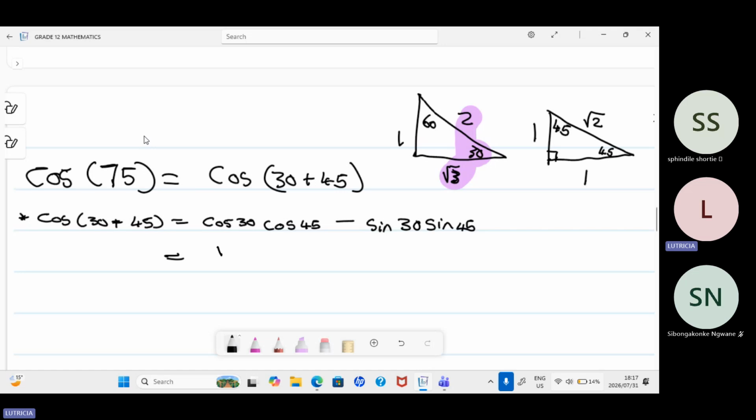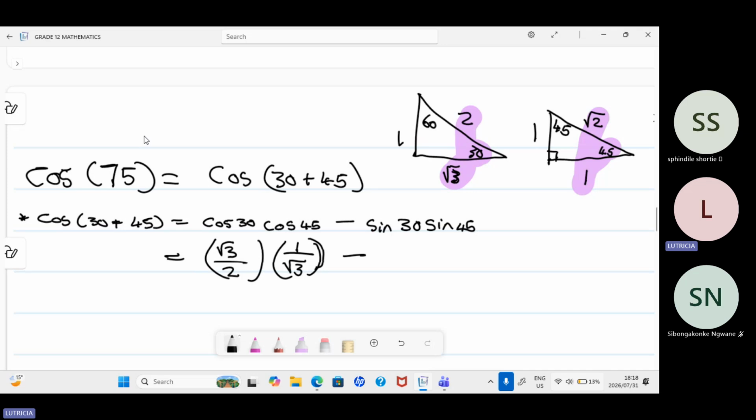Okay, that's correct. And then next, I'll go to a triangle where there's 45, and I'll also look for the adjacent and hypotenuse. So that's going to be 1 over root 2, and then minus sine 30 and then sine 45.